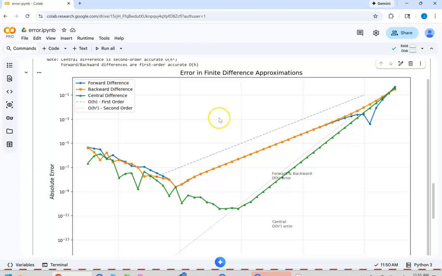Okay, so the orange line here and the blue line, which are on top of each other, that's representing the error in calculating the derivative value using the forward and the backward difference methods. The green one is using your centered difference method, your central difference method.